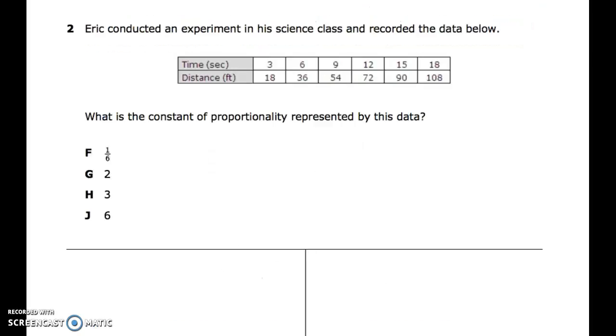Number 2. Eric conducts an experiment in his science class and recorded the data below. Times in seconds, distance in feet. What is the constant of proportionality represented by this data?